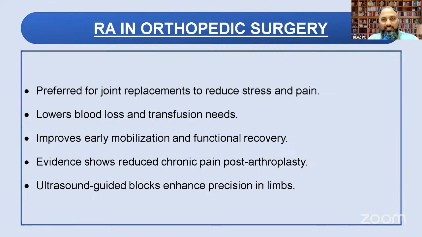If you look at regional anesthesia in orthopedic surgery, it is preferred for joint replacements, especially to reduce stress and postoperative pain. It lowers blood loss and transfusion needs. It allows early mobilization and functional recovery. Evidence shows reduced CPSP, or chronic pain, post-arthroplasty. And if you use ultrasound-guided blocks, it enhances precision in limb surgery.